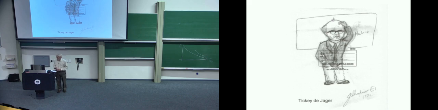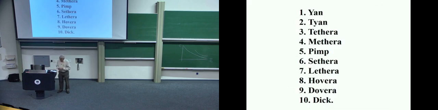Here's a numbering system that I really like. If you want to get to sleep and count sheep, this is the numbering system you should use, because it was used by shepherds in Cumbria, the north of England. Yan, Tan, Tethera, Methera, Pimp. Sethera, Lethera, Hovera, Dovera, Dick. It's interesting, the etymologists can have great fun with this because the word for 5, Pimp, is etymologically connected with fünf, or 5, even in the German, whereas Dick seems to be related to Decem, 10.